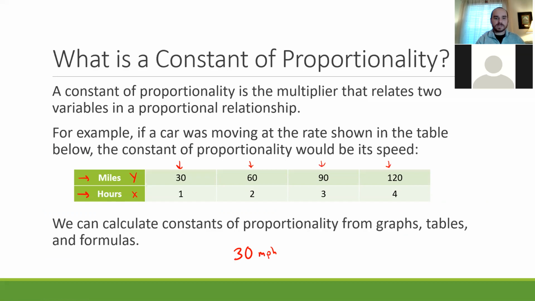Now, one of the things I do want you to keep in mind is the constant of proportionality is actually the number that you would multiply your x by in order to get your y. So in this case, if we multiply 1 by 30, we get 30. If we multiply 2 by 30, we get 60. If we multiply 3 by 30, we get 90. And if we multiply 4 by 30, we get 120. So we can think of the constant of proportionality as the multiplier that relates the variables, in this case, x and y. And it only works in a proportional relationship.